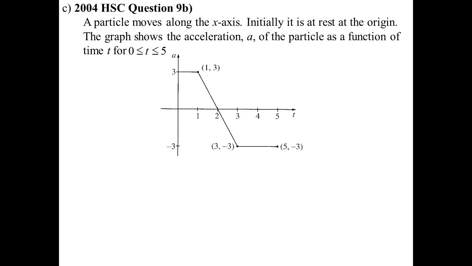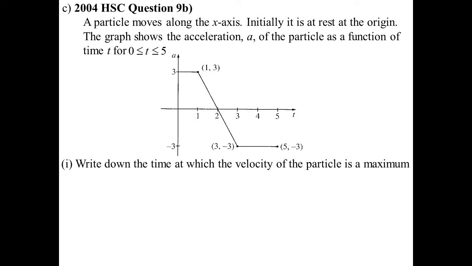Now, here's one where they gave us an acceleration time graph. They want us, from using this graph, to write down the time at which the velocity of the particle is a maximum. So how do we interpret this question? Remember, velocity would be the total integral of acceleration. So when is that integral going to be at a maximum? When is it going to have its largest positive value?